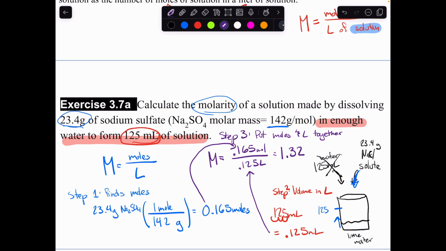Now the units that can go on this, there are 2 of them. One is you can write mole over liter, or you can write 1.32 with just a capital M. Either of those are acceptable units.